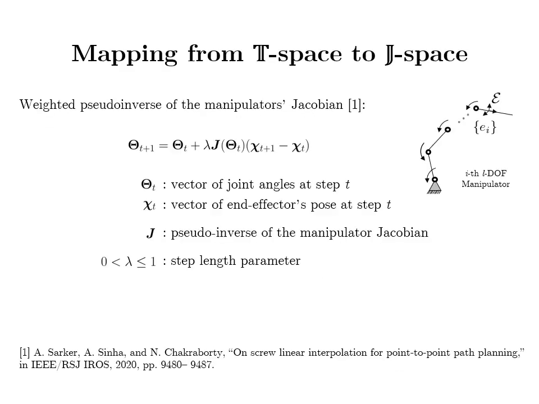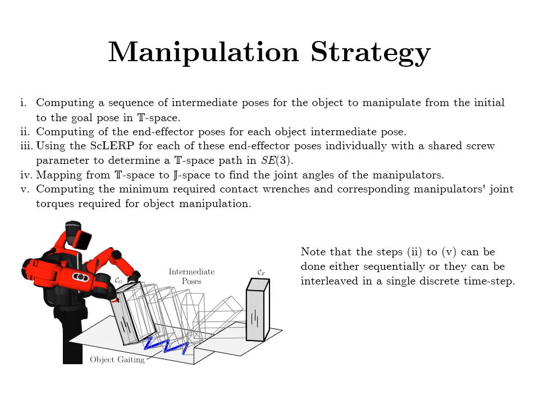In order to find the joint angles of the manipulators in the joint space, we use the weighted pseudo-inverse of the manipulator Jacobian. In this equation, phi_t is the vector of joint angles at step t, x_t is the vector of end effector poses at step t, J is the pseudo-inverse of the manipulator Jacobian, and lambda is the step length parameter. Our manipulation strategy can be summarized as follows.